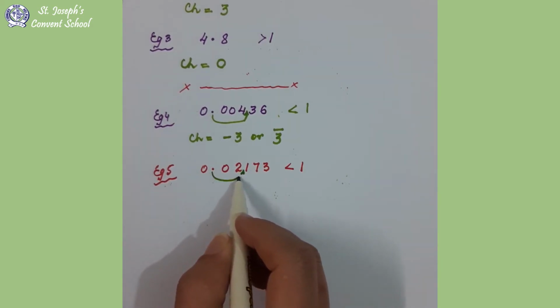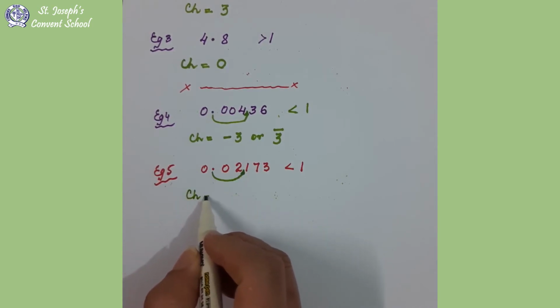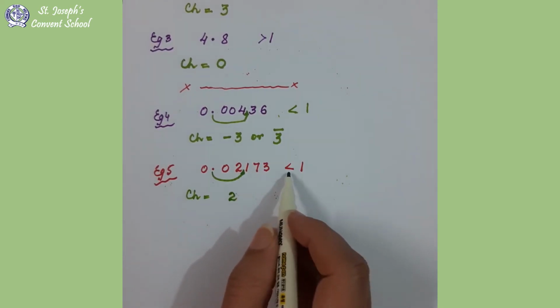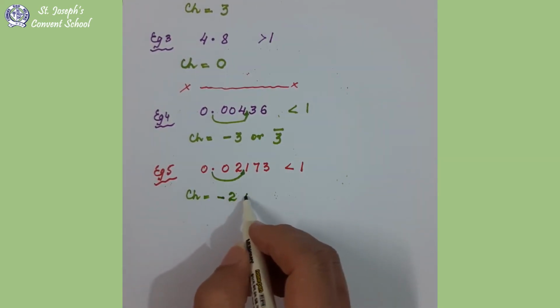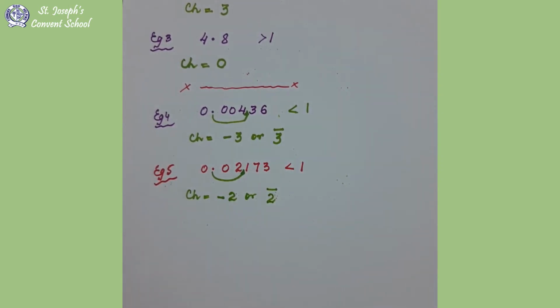So from here till here, how many places? 1, 2. So the characteristic is 2, but the number is less than 1, so you will write a minus sign, or you can write bar 2. So bar 2 is the characteristic. We don't write the minus sign, we change this minus sign into a bar sign, bar 2. So it's easy, it's not difficult. Just remember that if less than 1, the characteristic is negative. If greater than 1, the characteristic is positive.